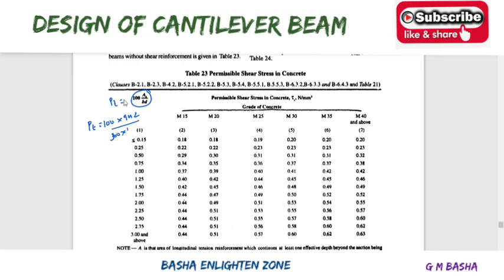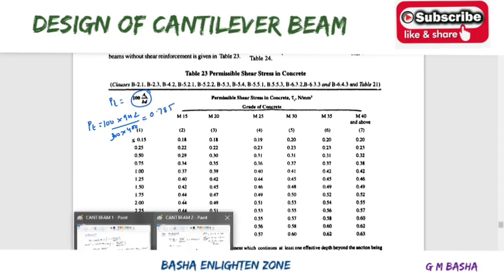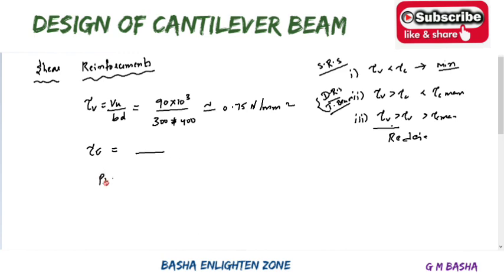300 by 400. It will be around 0.785. So PT will be equal to 100 into area of the steel by B into D, that is 100 into 942 by 300 by 400. So how much will you get? You will get around 0.785.